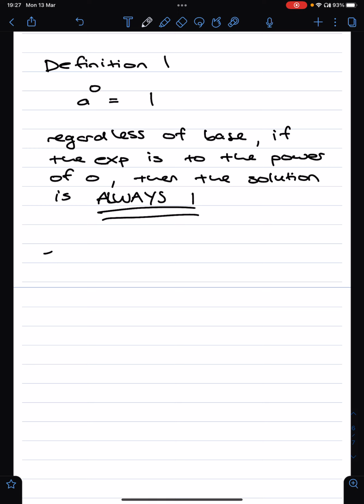So let's give an example. If I have 10 to the power of 0, this is equal to 1. If I have 1,000 to the power of 0, this is also equal to 1. If I have 1,000,000 to the power of 0, this is also equal to 1. So any base to the power of 0 will always get you the answer of 1.